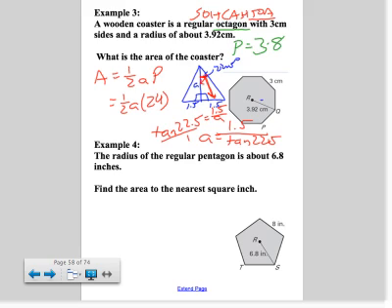Alright, so we're looking at 1.5 divided by tangent 22.5, and if my calculator is correct, I get roughly 3.6. And so that's the guy that we're going to plug back up here into A.